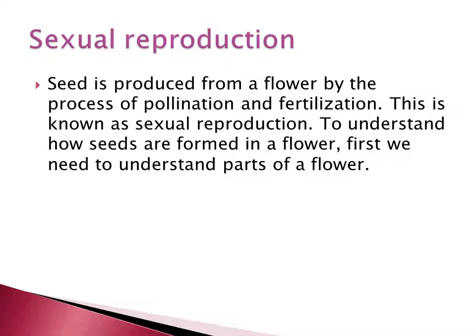Sexual reproduction. Seed is produced from a flower through the process of pollination and fertilization. This is known as sexual reproduction. To understand how seeds are formed in a flower, first we need to understand parts of a flower.